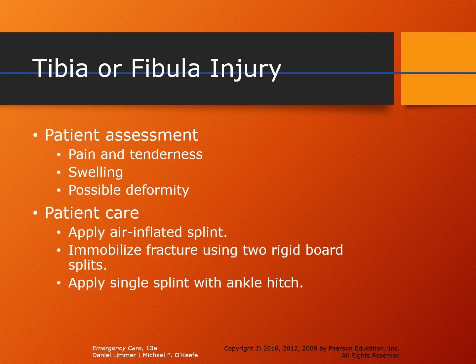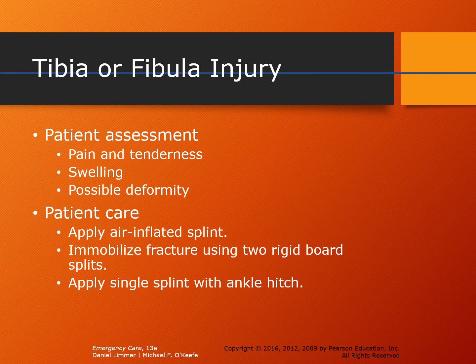Injuries to the tibia or fibula will be very similar. We are assessing for pain and tenderness, swelling, and possible deformity. You can utilize an air-inflated splint, a vacuum splint, or a rigid splint, whatever your little EMT heart desires. And we want to make sure that we immobilize in a way that does not cause increased pain, as well as allows for effective blood flow distal to the site of the injury.